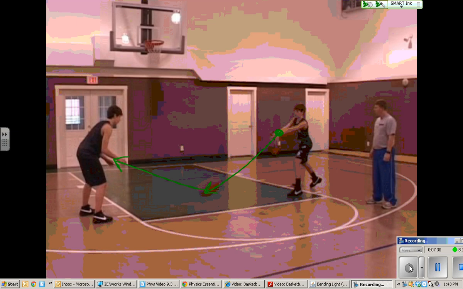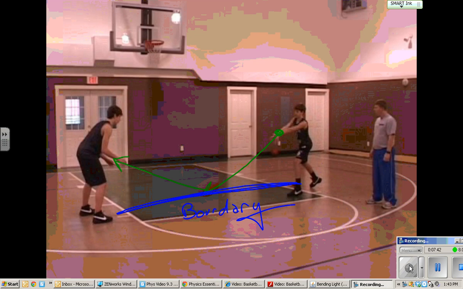So the first thing we need to do is identify our boundary. So our boundary is going to be the floor. So there's the surface of the floor. That's our boundary. Okay? The next thing you need to do is identify the point of contact. The point of contact is right here where the ball hits the ground. And then you need to identify what's called your normal line. So your normal line would be a line that pretty much just goes straight up and down.